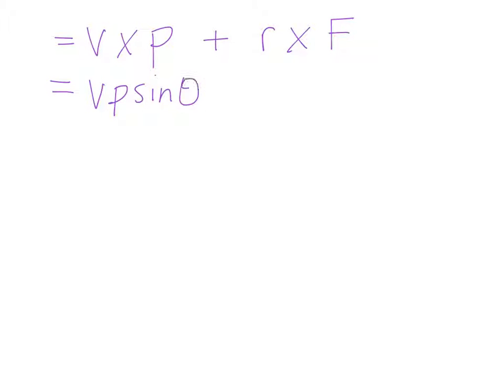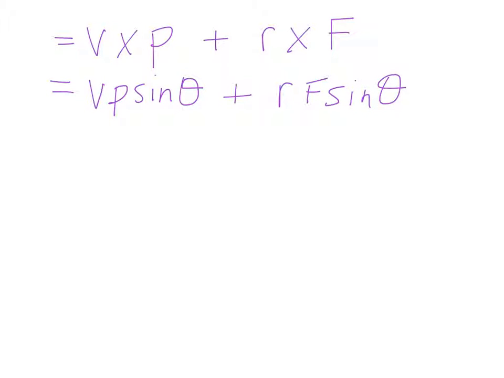We've got V cross P plus R cross F. Now let's do a little bit more simplification so we can analyze what's going on here. So V cross P is basically V times P times the sine of the angle between V and P, plus R times F times the sine of the angle between r and f.